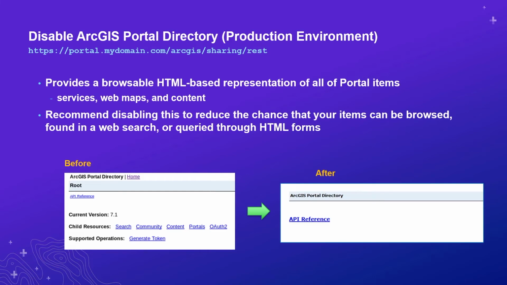The portal sharing API, or the portal directory, is disabled through the ArcGIS portal administrator. Similar to before, when we disabled the portal directory, you can see that the options available have been obfuscated.